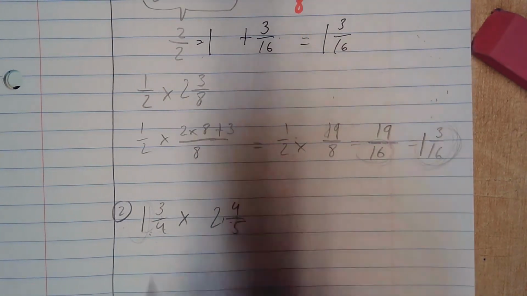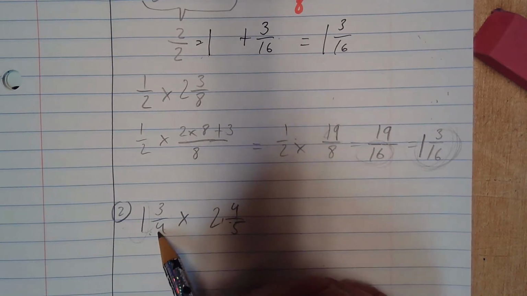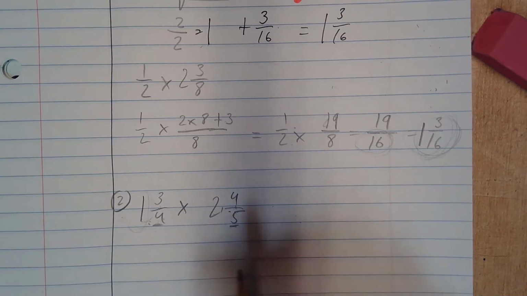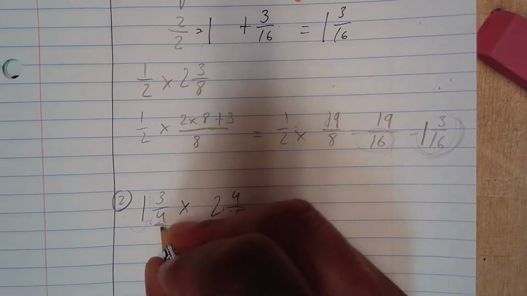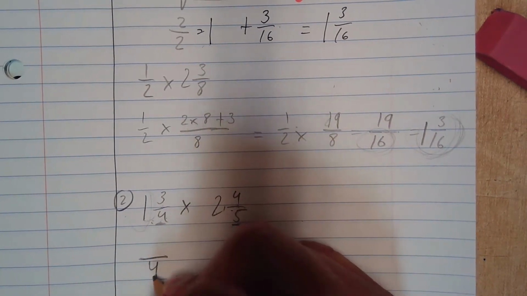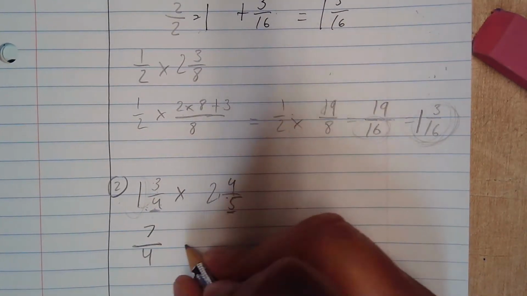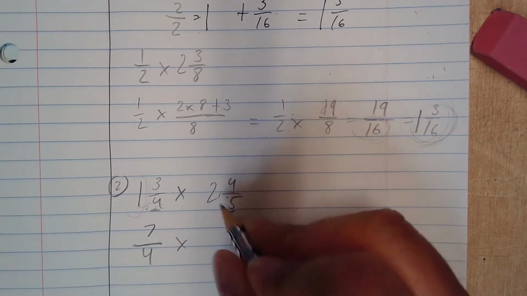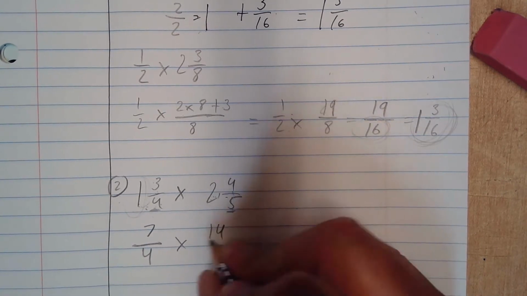But don't worry, if you don't understand what I said, let's just go right to the work. If you got what I said, great. Rewind it if you want. I just estimated. I took these and tried to see how they compare to benchmark fractions, 0, half, and 1. So change them both to improper fractions. I'm making sets of 4, denominator stays the same. 4 times 1 is 4, plus 3 is 7. I skipped a lot of steps there, but that's okay. I'm making sets of 5. 5 times 2 is 10, plus 4 is 14, over 5.